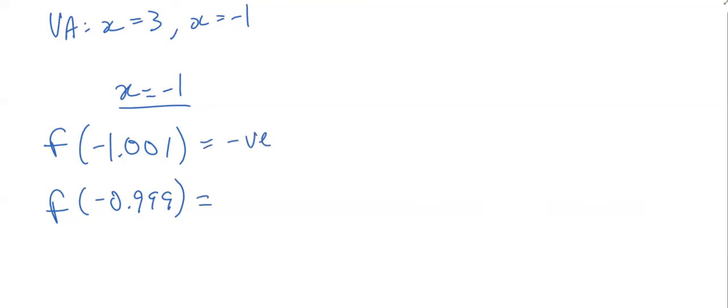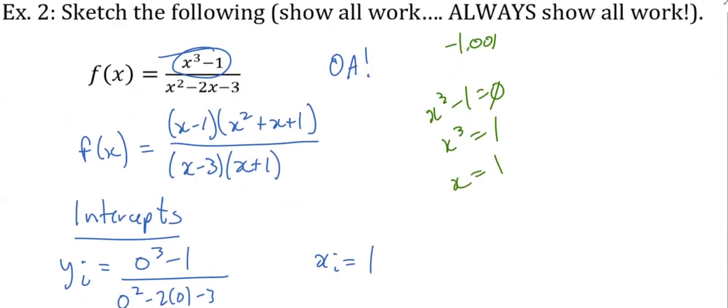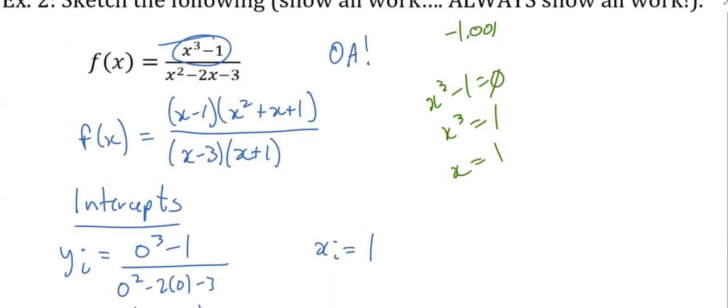And then what about this one? Negative 0.999. So the top is still, what do you think? So the top, good. The top is still negative. But this part's negative, but that part's positive because negative 0.999 plus 1 will be positive. So you have 2 negatives, so it's positive.